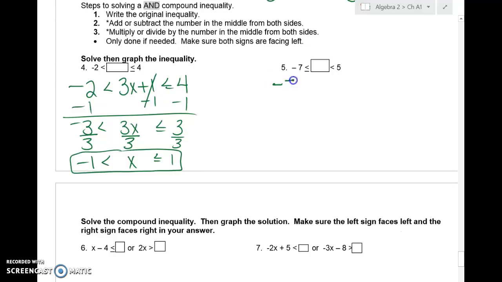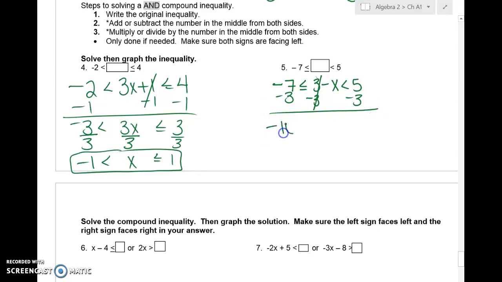The next one is -7 is less than or equal to 3 minus x is less than 5. What should we do? Subtract 3. Now this is a very common mistake. That's not a mistake. Do you see the negative in front of the x? That means it's a -x. Do not add 3 because this is already a +3. We need to subtract 3 on all three sides.